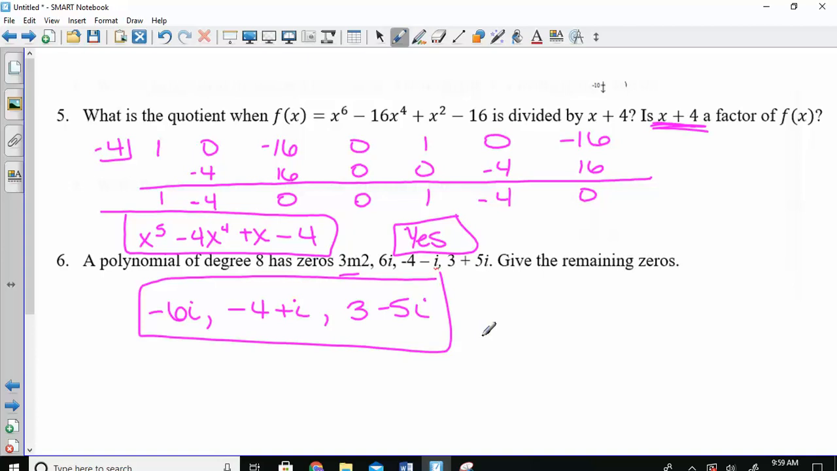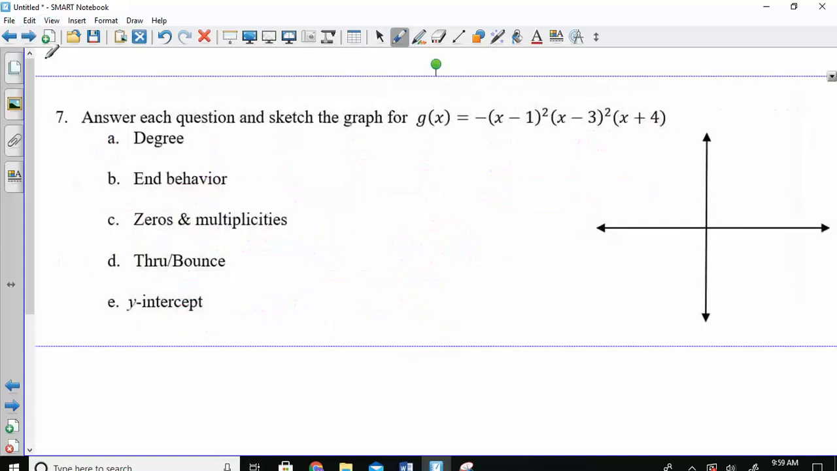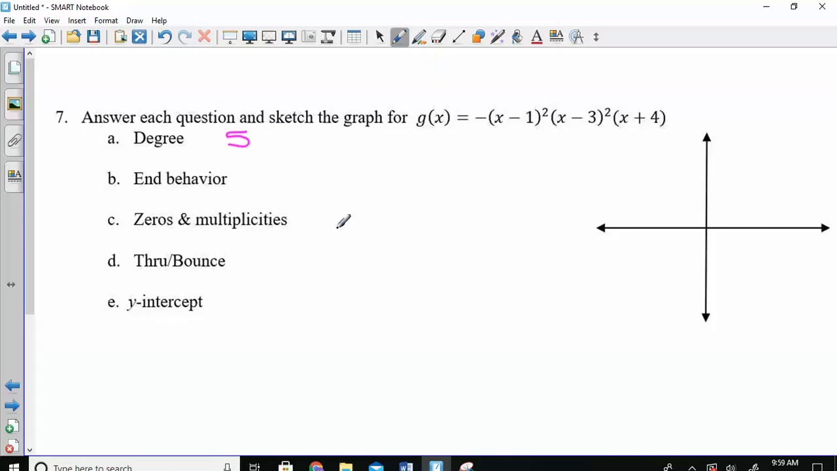Alright. Then the back side. This is stuff that will be on our quiz. Drawing the graphs. So I'm not just going to give you a question and say draw the graph. I'm going to break it down like this. I'm going to ask you 6 things with it, or 5 things. The degree. So if I multiply this out, what power would we have? 5.